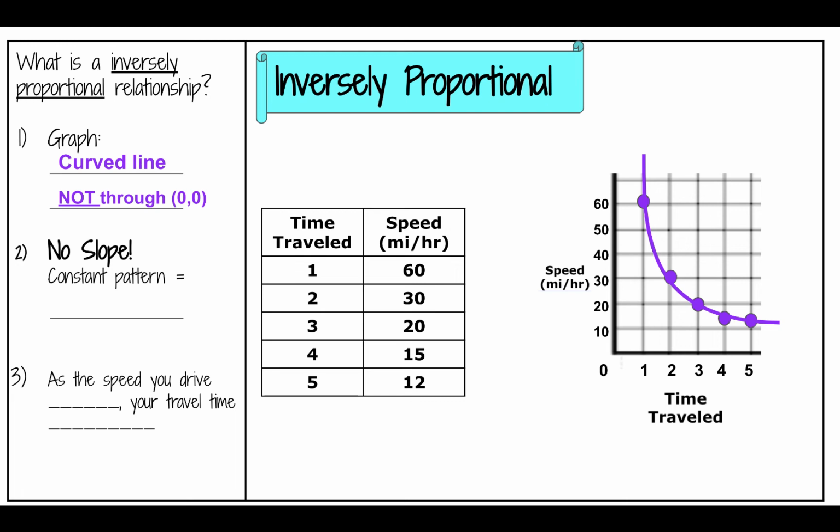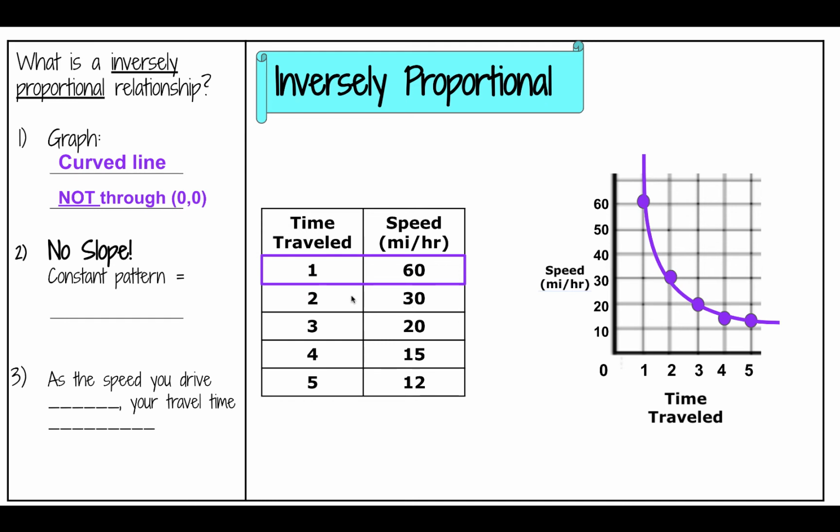But is there a pattern? Do I have a unit rate? Well, I can see right here I have 60 miles per hour for every hour traveled. But is that constant as you move throughout the table of values? Well, let's check it. I know that 60 divided by 1 is 60. Remember, we take our y and divide it by x.